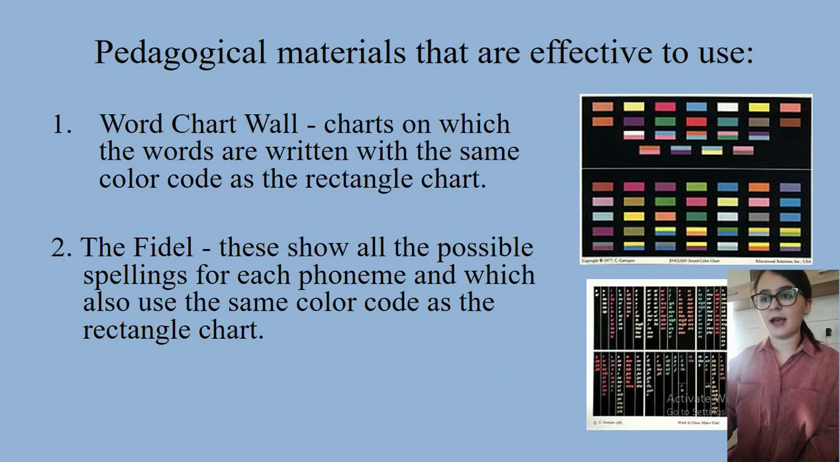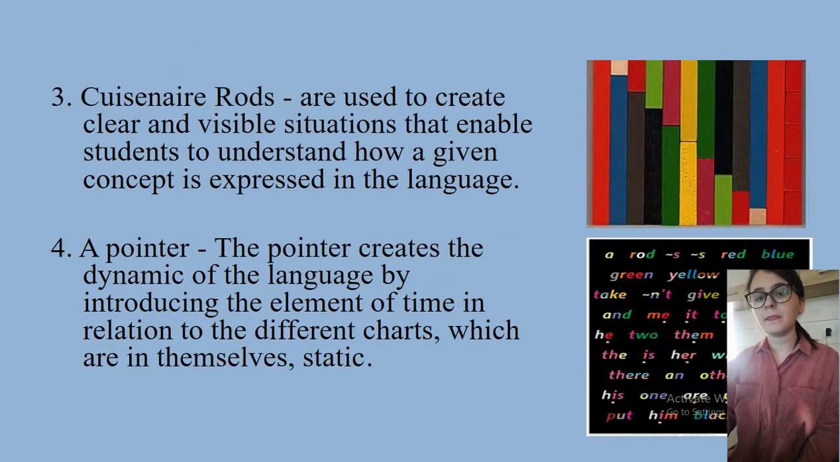Pedagogical materials that are effective to use. The first one, word chart wall, charts on which the words are written with the same color code as the rectangle chart. The second one is the Fidel. This shows all the possible spellings for each phoneme, and which also uses the same color code as the rectangle chart. The third one, Cuisenaire rods, are used to create clear and visible situations that enable students to understand how a given concept is expressed in the language. And the pointer creates the dynamic of the language by introducing the element of time in relation to different charts, which are in themselves static.